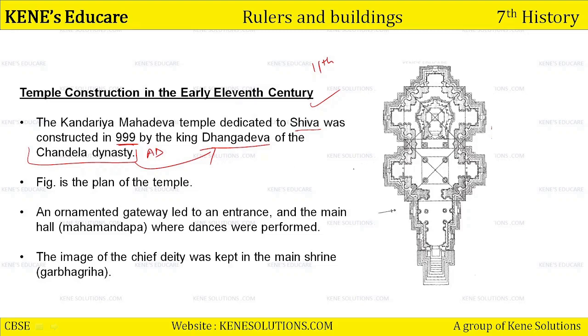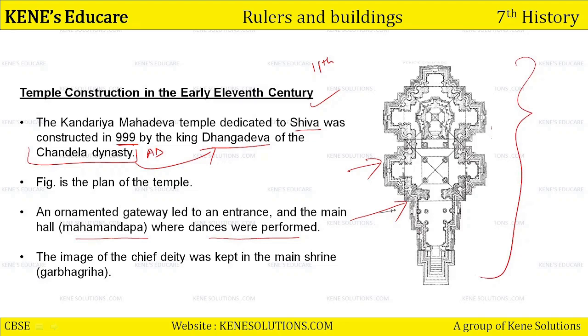This is the plan of the temple. This figure is showing the plan of the temple. An ornamented gateway led to an entrance, this. And the main hall, Mahamandap, where dances were performed. This is the Mahamandap, where the dances were performed. This is actually an image showing the structure of the temple, like a blueprint of the temple.